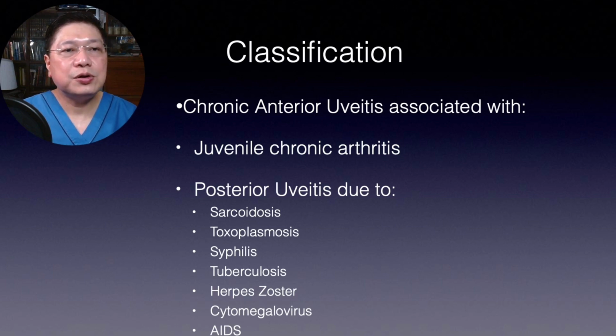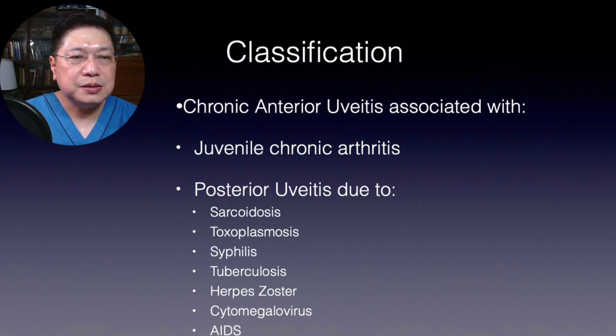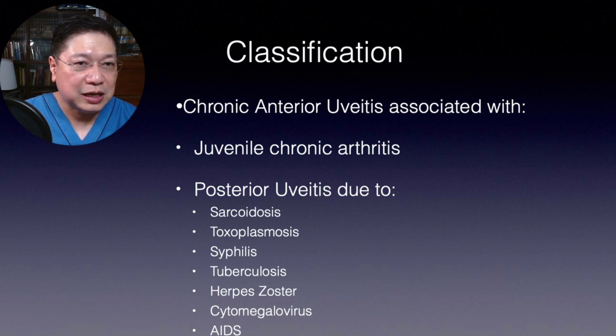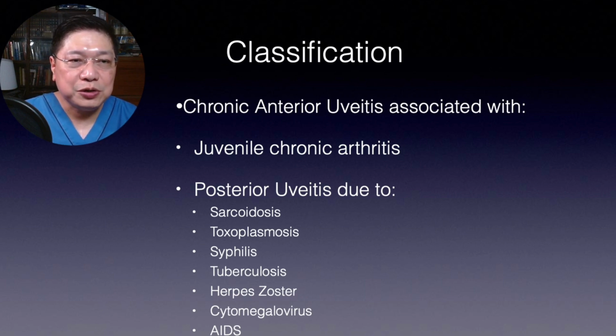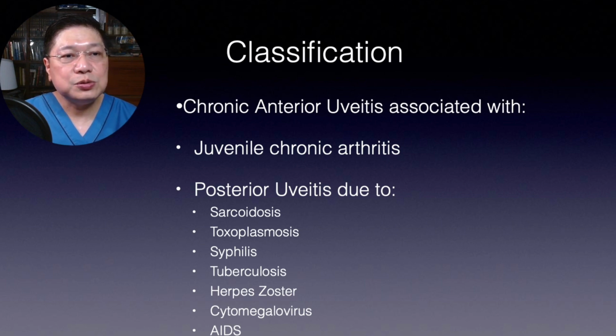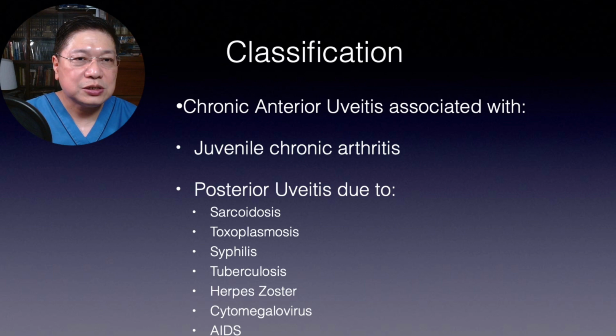Now, as far as chronic anterior uveitis is concerned, it may be associated with the following problems. One is arthritis in young people. Usually we see arthritis in the elderly, but juvenile chronic arthritis is actually very, very common in uveitis or commonly producing uveitis. We could also have a posterior uveitis, meaning uveitis in the vitreous or in the retina due to sarcoidosis, toxoplasmosis, syphilis, tuberculosis, herpes zoster, cytomegalovirus, and AIDS.